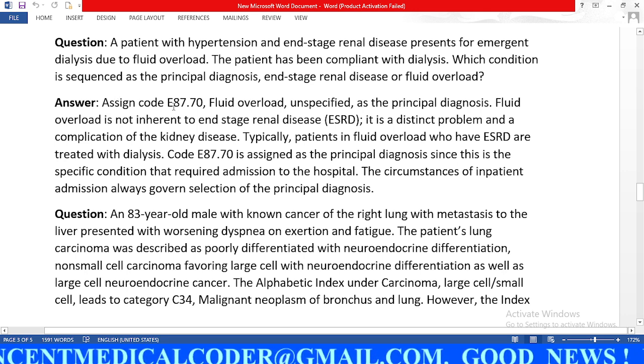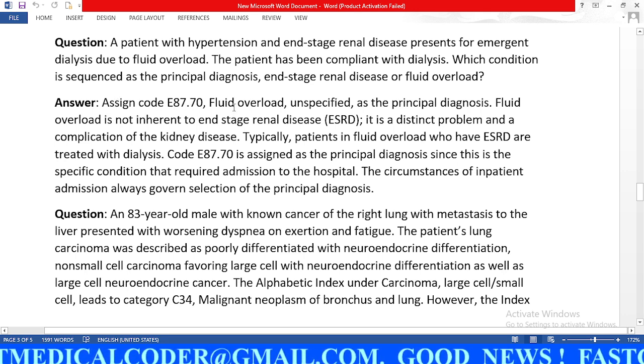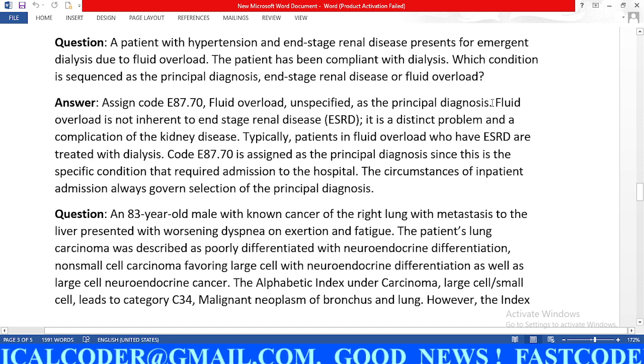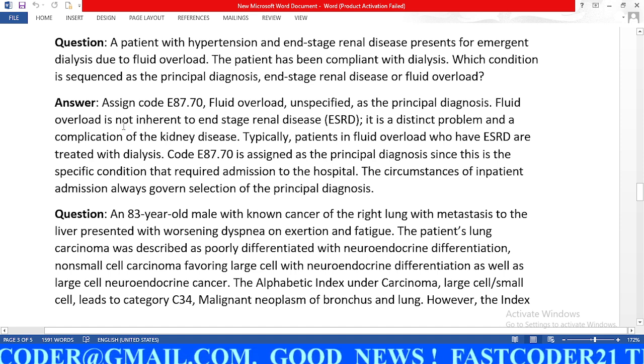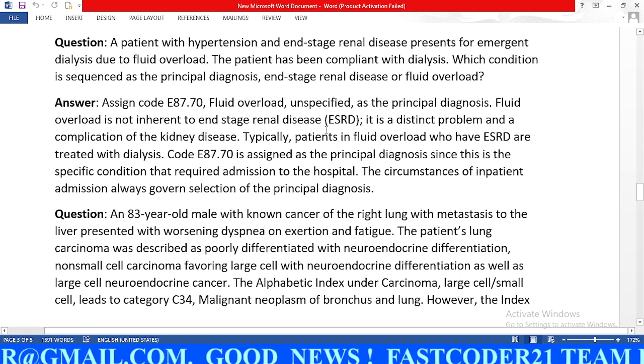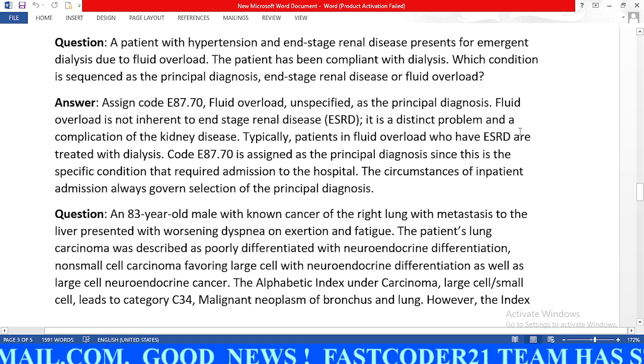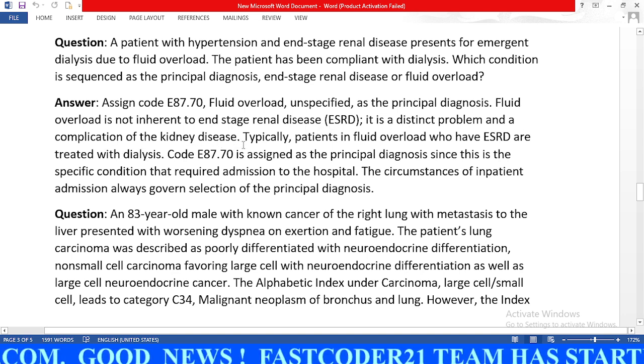Assign code E87.70, fluid overload, unspecified, as the principal diagnosis. Fluid overload is not inherent to end-stage renal disease. It is a distinct problem and a complication of the kidney disease.